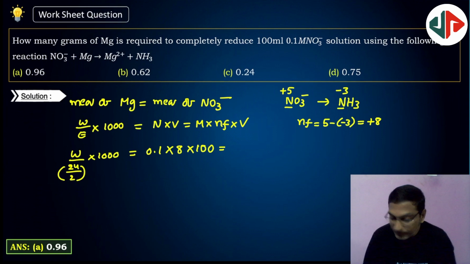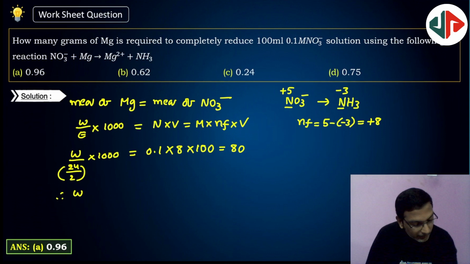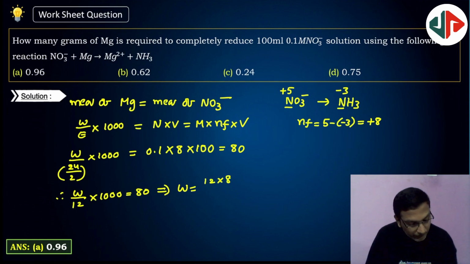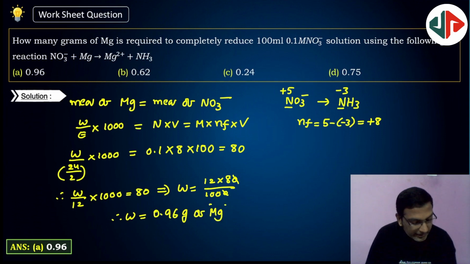So which is 80. So therefore weight by 12 into 1000 equal to 80. That implies weight equal to 12 into 80 by 1000. Therefore weight will be 0.96 grams of magnesium required. Therefore option A.